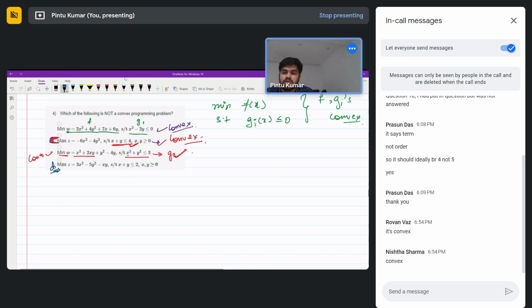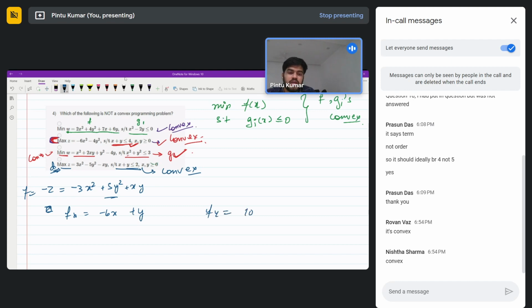So this is D. This is maximization. So we'll take minus z, that is minus 3x square plus 5y square plus xy. Now the constraint is linear and hence convex. So no issue related to the constraints. Let's look at the Hessian for this. So let's name this as f. Then f of x is minus 6x plus y. f of y is 10y plus x. Now the Hessian of f would be minus 6, 1, 1, 10.